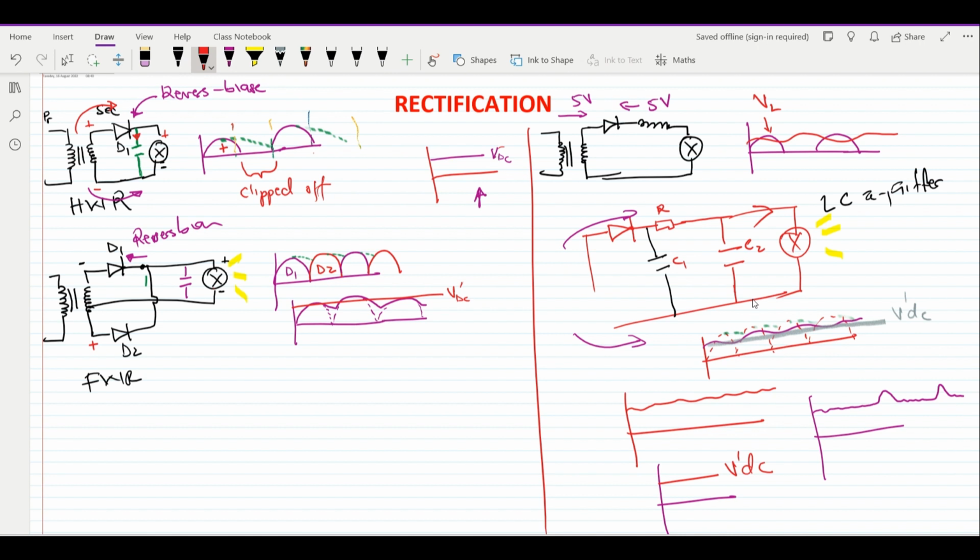Like I had said, it may not be a complete straight line because of some few distortions and some harmonics appearing there, but we would have achieved our DC output voltage.